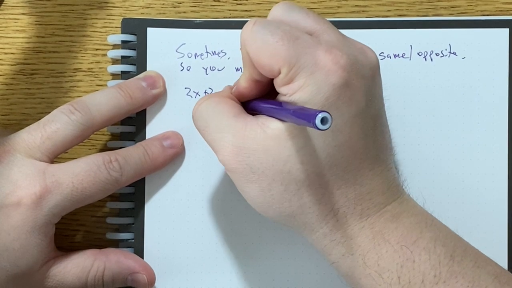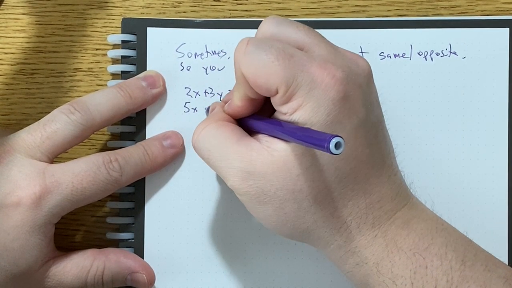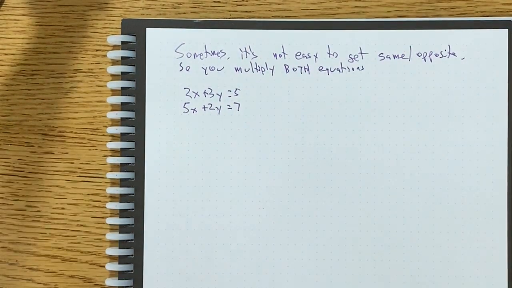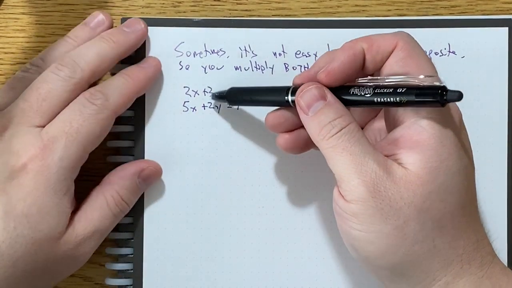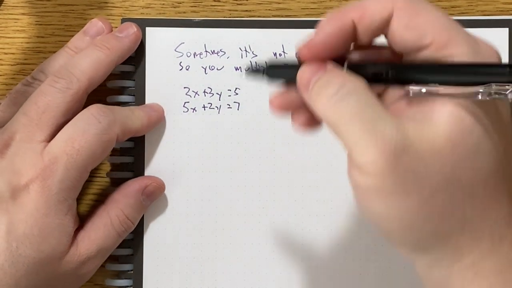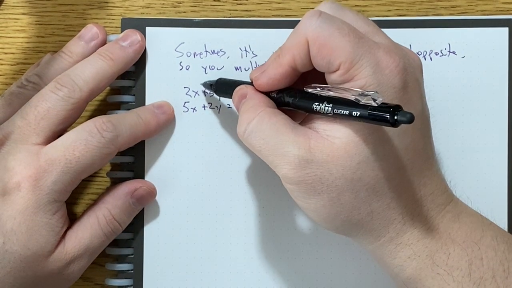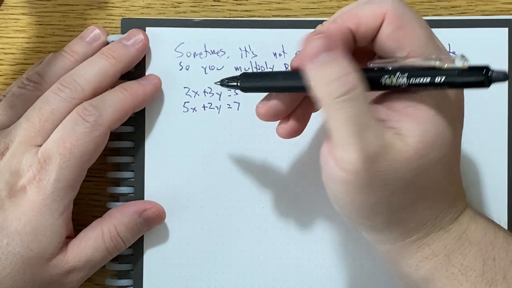2x plus 3y equals 5. And then you might have 5x plus 2y equals 7. All right, can't really turn a 2 into a 5 very easily without getting fractions or decimals involved. Can't turn a 5 into a 2. Can't turn a 3 into a 2 or 2 into a 3. Not very easy. So basically you choose. Do you want to get rid of x's or do you want to get rid of y's? And we'll do it both ways just so you can see.